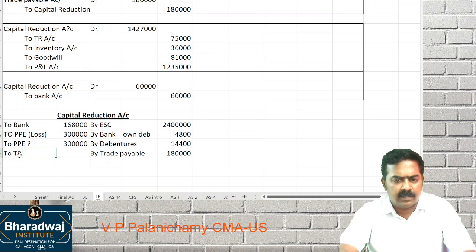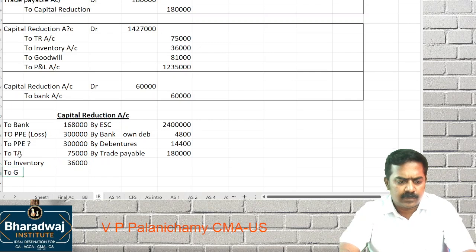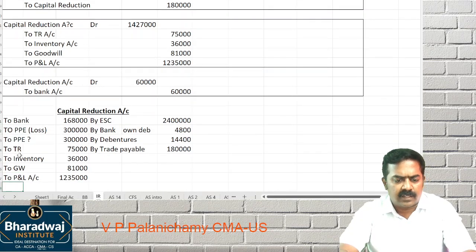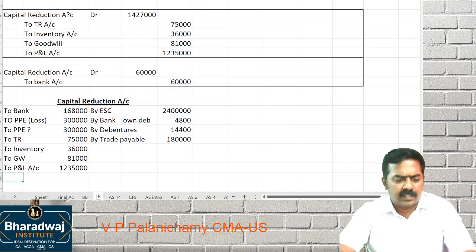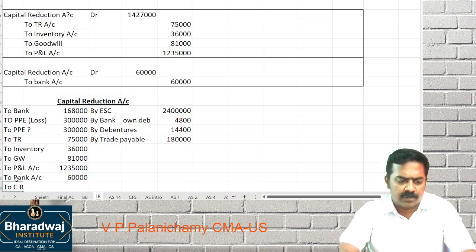Then trade receivable, how much? 75,000 to inventory. Then to goodwill, 81,000 goodwill. To profit and loss account written off. Then that commitment paid to bank, that expenses paid 60,000. Tally this. The balancing figure will go to which account? Capital reserve account.